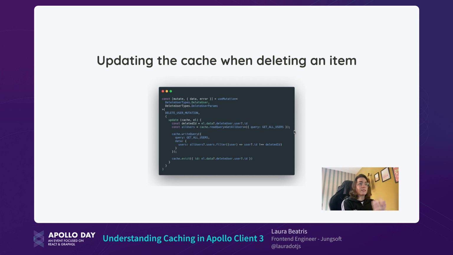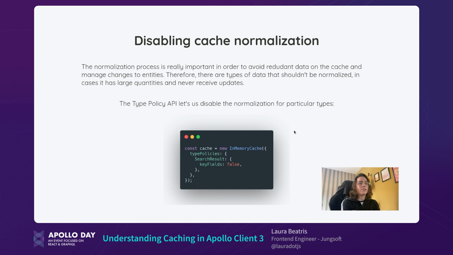We can also disable the cache normalization, because there are situations when a specific entity doesn't need to be cached at all, for instance, search results. It doesn't make sense to run the normalization algorithm behind the scenes if the data isn't going to be cached, or if it doesn't need to be normalized. It doesn't need to avoid redundancy.